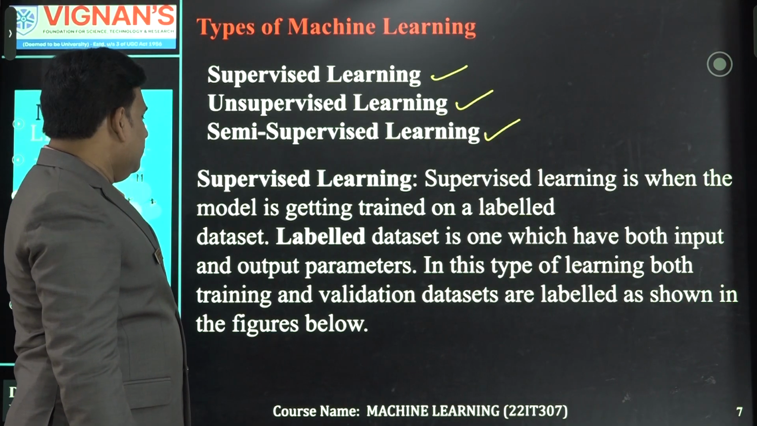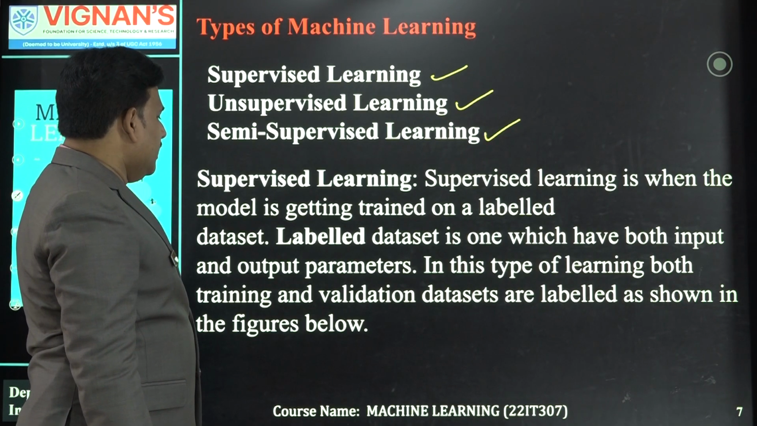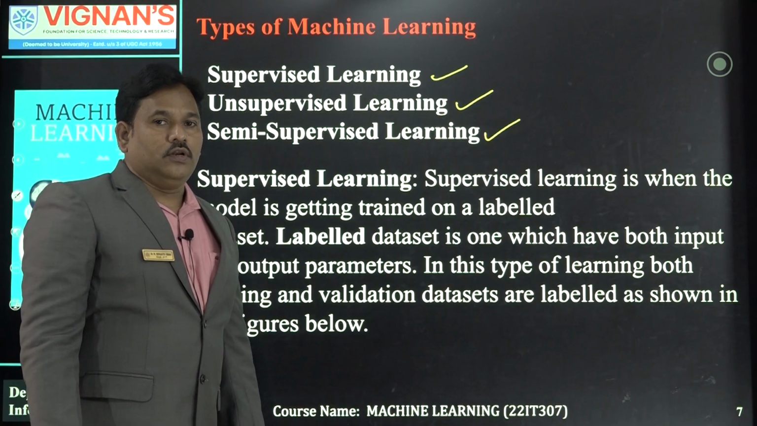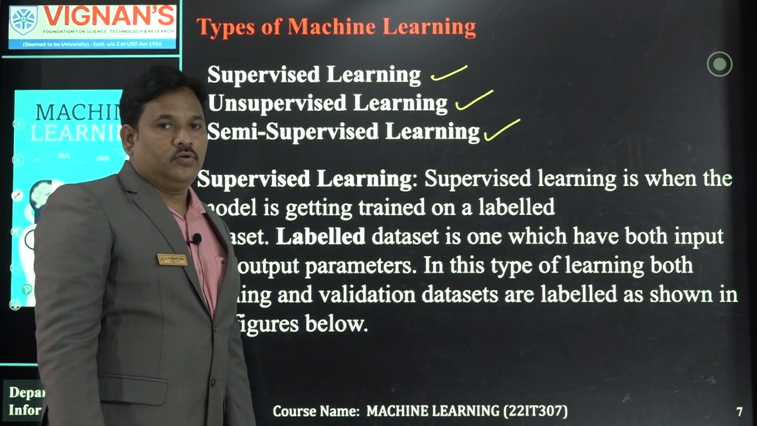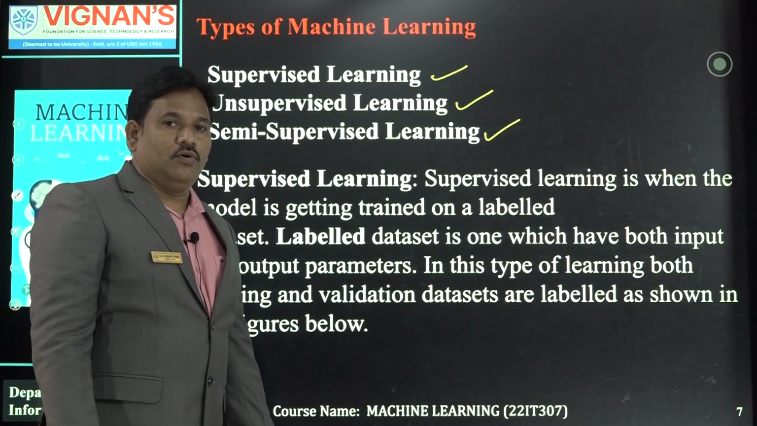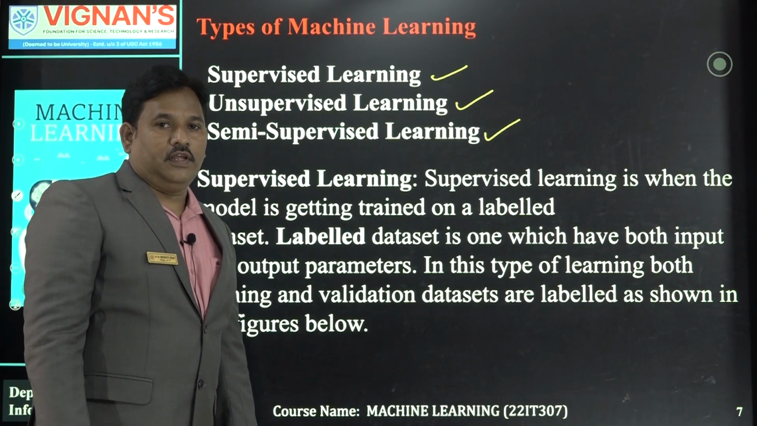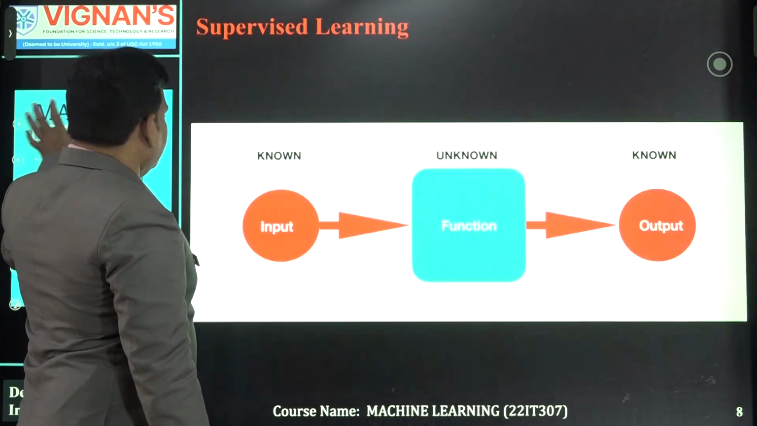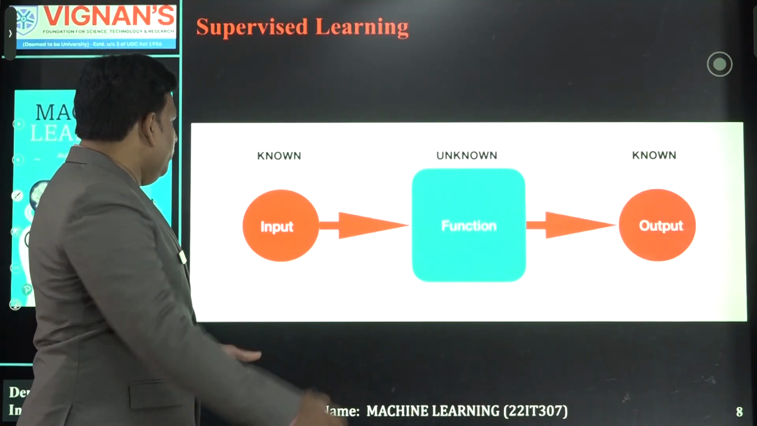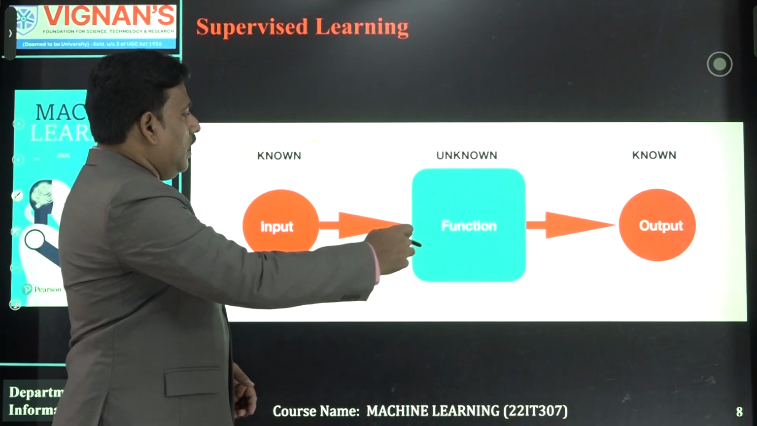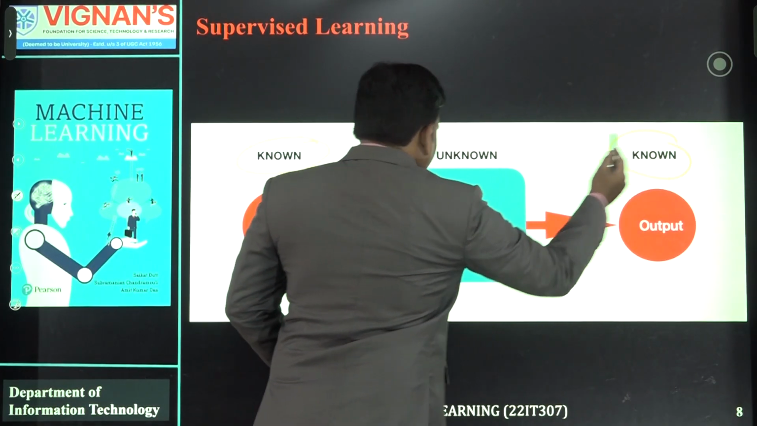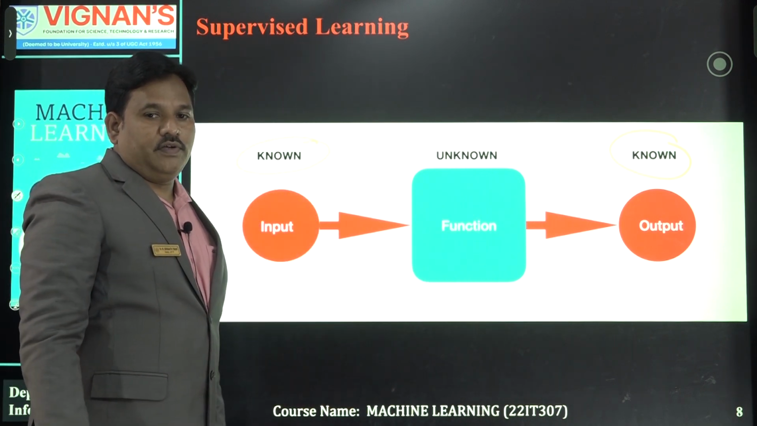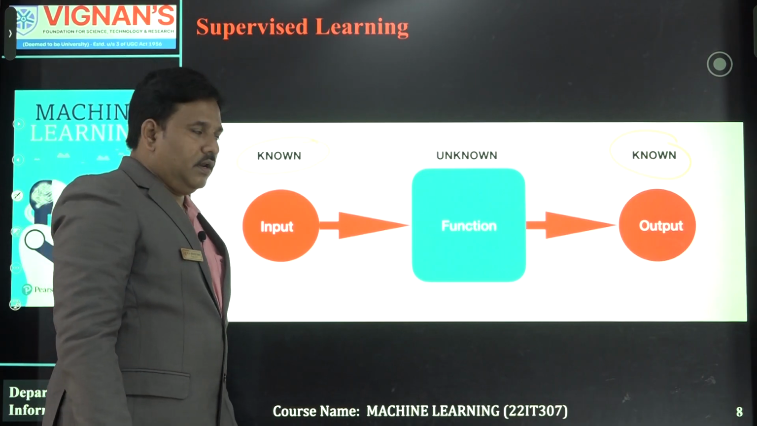Now in supervised learning, the model is trained on a labeled data set. A labeled data set is one which has both input and output parameters. That means the known input is going to be mapped with the known output. We already know the input values and we already know the targeted variables. Let's see the diagrammatic representation. See here, our input is known and the output is also known for us. We are mapping the known input with the known output by applying specific functions. That's called supervised learning.